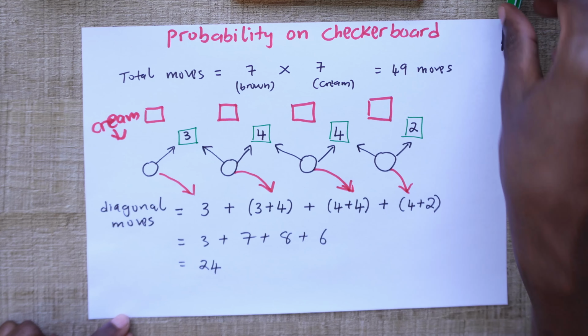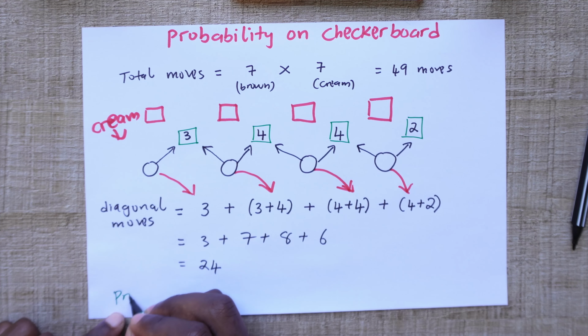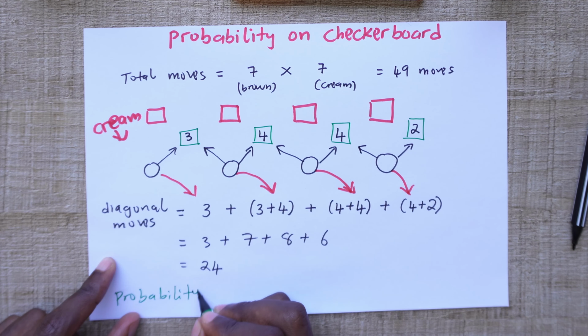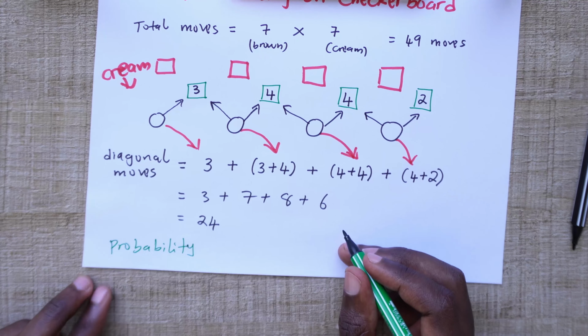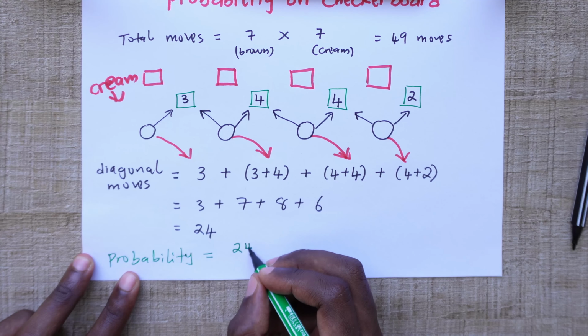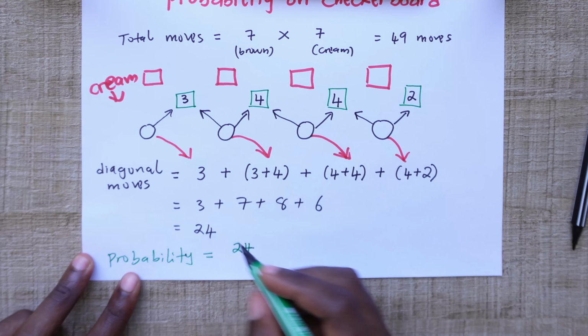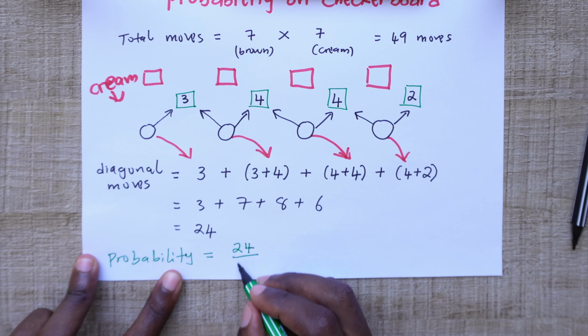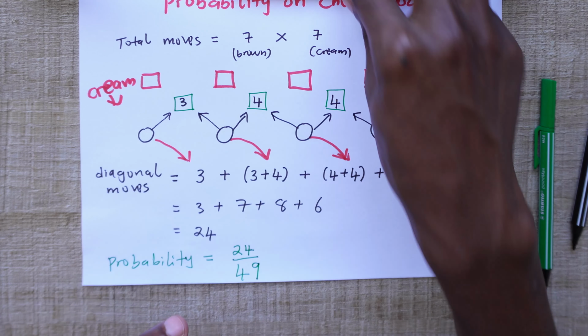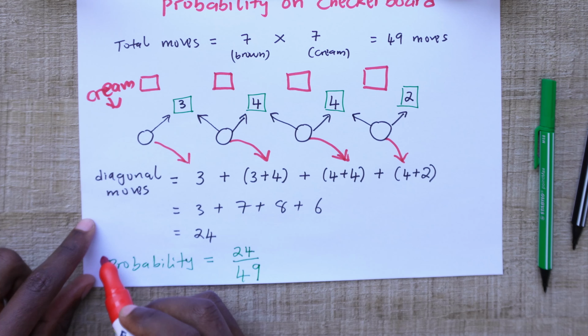So the probability in this case is just going to be equal to 24, the number of configurations in which we have a diagonal, divided by 49, the total number of configurations. And this is the result.